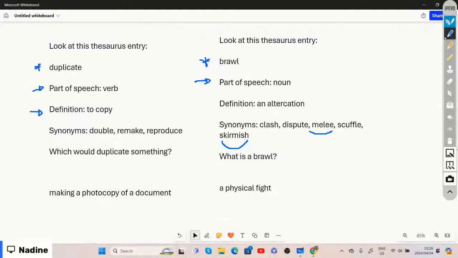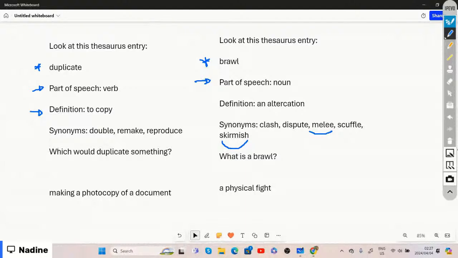And also, with a thesaurus entry, the word is given within the entry. They tell you the part of speech, whether it's a noun, an adjective, a verb, an adverb, and so on. They give you a brief definition. They don't go into detail of what the definition is, like a dictionary. So they just give you a brief definition of the word, and then they list all the synonyms that mean the same or almost the same as the word.